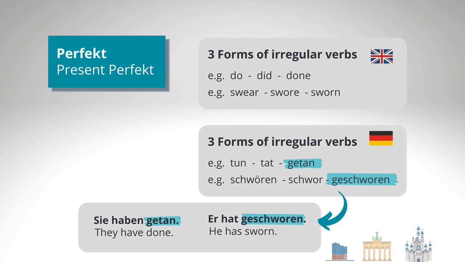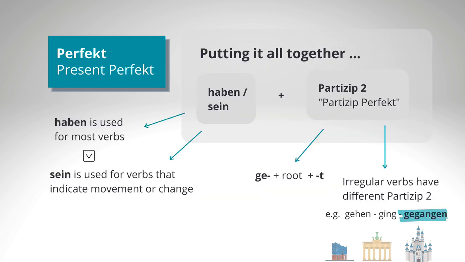So that's all you need to know to form the perfect in German. Let's put it all together. We form the perfect by taking the Hilfsverb haben or sein, of which we learned that in most cases we use haben, but sein is used for verbs that indicate movement or change. And then after the Hilfsverb we add the Partizip 2. Most of the time we form the Partizip 2 by taking the root of our verb and then just adding ge at the front and t at the back. For example, machen would become gemacht, wollen would become gewollt, and so on.